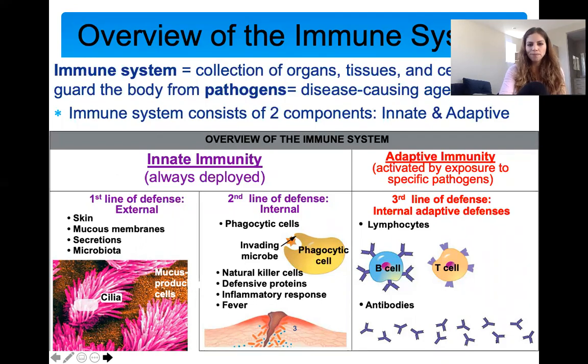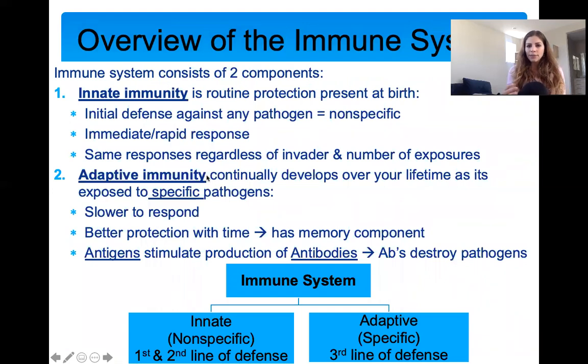Innate immunity is the part of your immune system that you're born with. You're innately born with it, and it's a routine protection present at birth. It's what defends you against any pathogen, so sometimes people will say that innate immunity is non-specific. That's what they mean. It's an immediate, rapid response to a pathogen, and we have the same typical response regardless of the type of pathogen or the number of exposures.